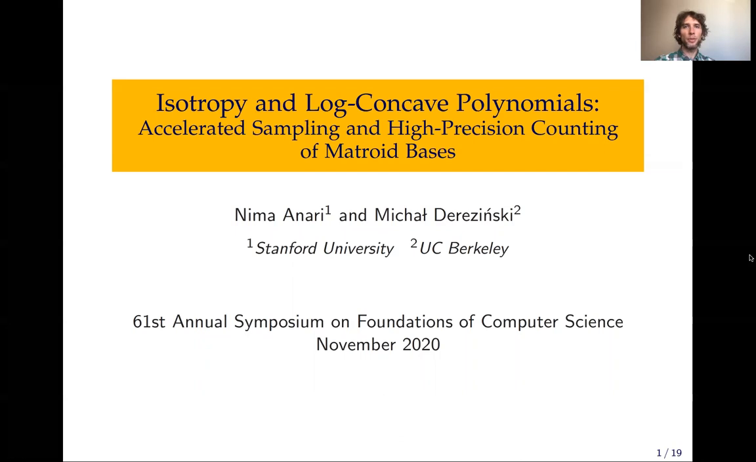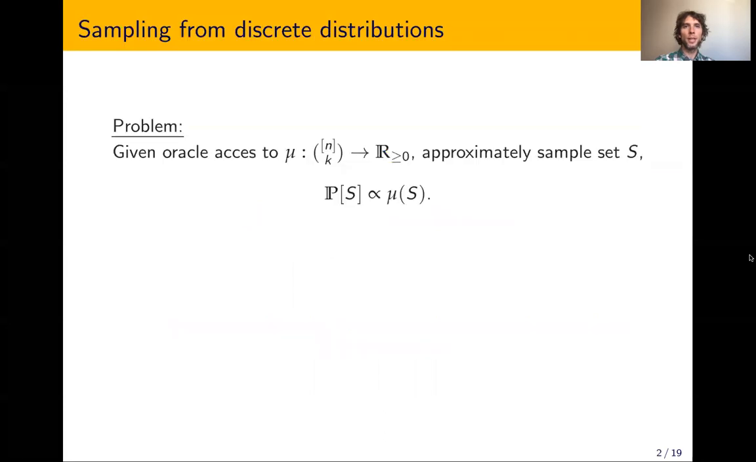I'm a postdoc at UC-Berkeley, and I will be talking about using the concept of isotropic position to accelerate discrete sampling. This is joint work with Nima Anari at Stanford University. Suppose that we are given oracle access to a distribution mu over subsets of size k from a ground set of n elements, and our goal is to generate approximate samples from mu.